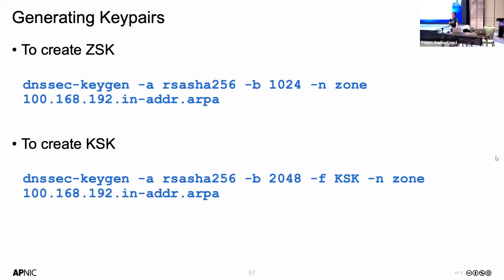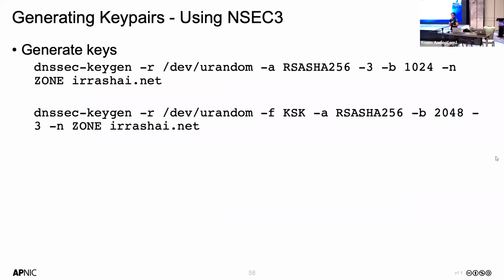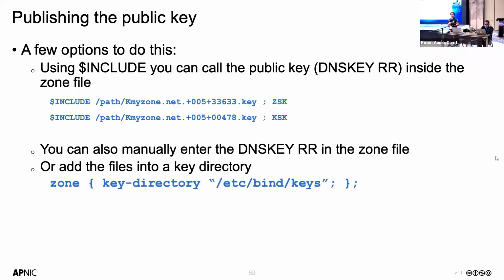If you want to use NSEC3, because we've discussed earlier that there are advantages to using NSEC3 over NSEC, then a few minor changes in generating the key are needed. To enable NSEC3, add a -3 as part of the command, and that should signify NSEC3.